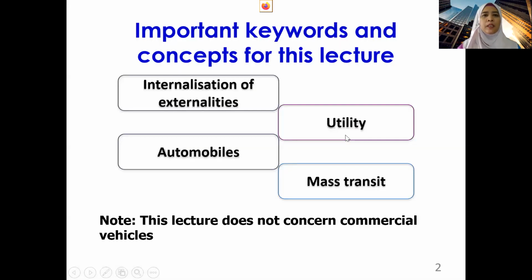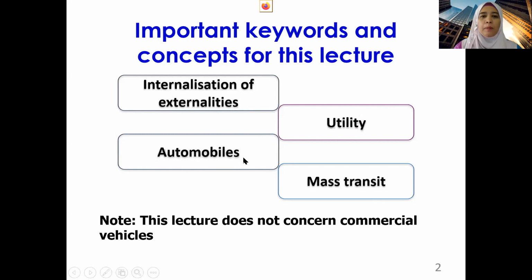Now, important keywords and concepts for this lecture. The first one we are going to discuss is the internalization of the externalities brought upon by these two types of transport, which is automobiles and also mass transit. How to internalize the externalities caused by these two modes of transportation. Then we also will keep on touching on the concept of utility. And like I said, there are two types of transportation that we are going to discuss in this lecture, which are automobiles and also mass transit.